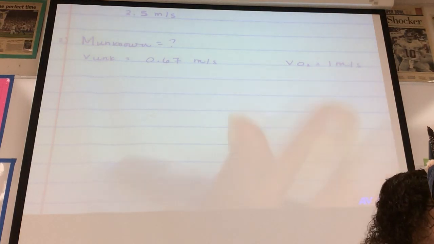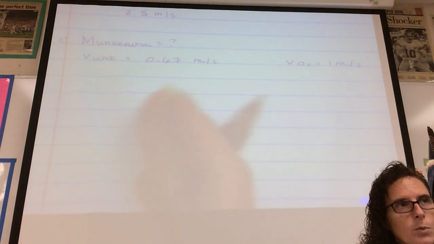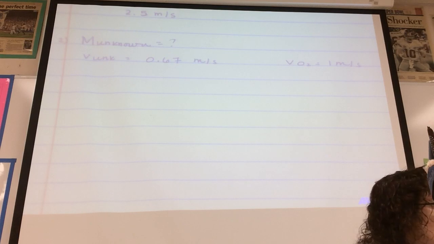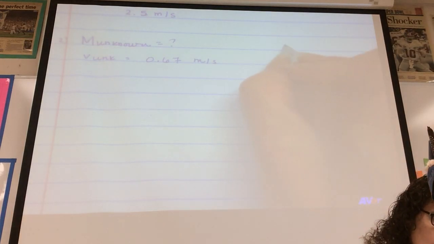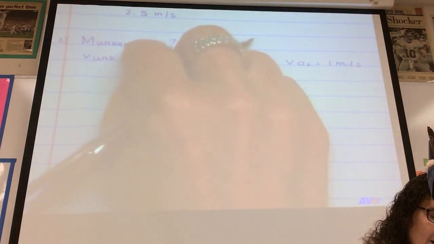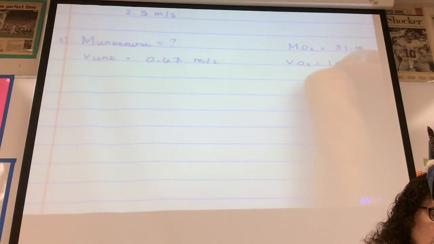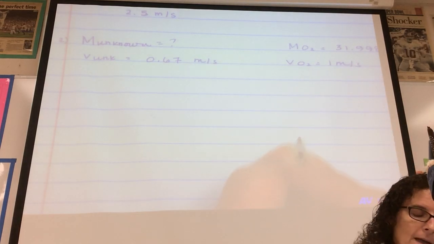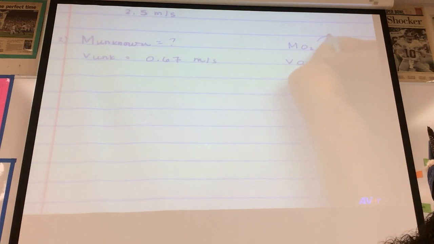The 1 is not a significant digit. It's just what I set it to. It is significant, but it's not going to be a significant digit toward our final answer. We want to know the molar mass of the unknown. The molar mass of oxygen gas, a diatomic element, is 31.998 grams per mole. And we also want to ID the gas at the end.